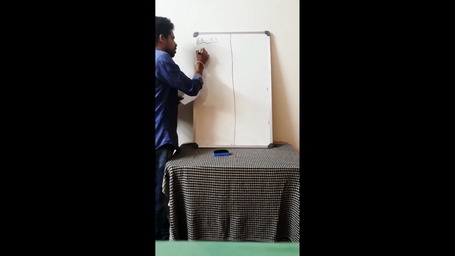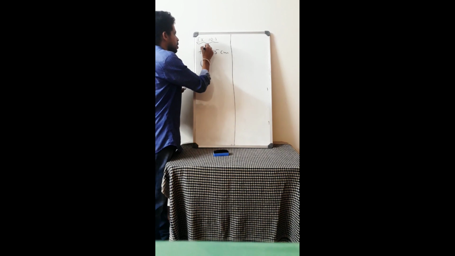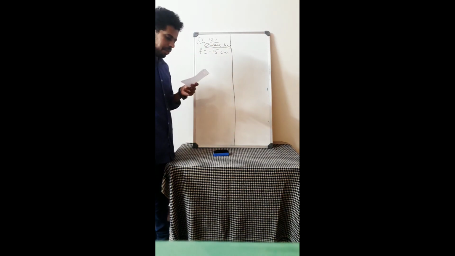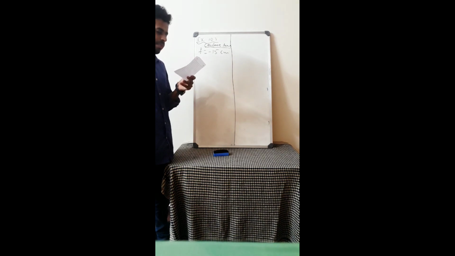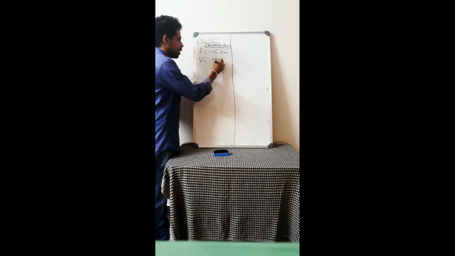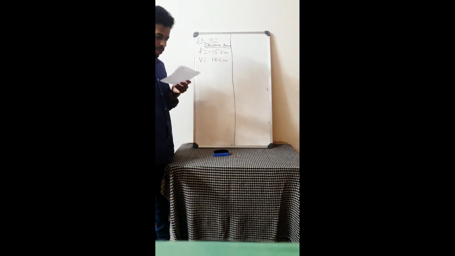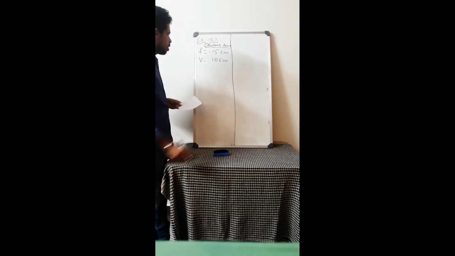A concave lens has a focal length of 15 centimeter. Concave means the focal length is negative, so it is minus 15 centimeter. At what distance should the object be placed from the lens so that it forms an image at 10 centimeter? The image distance is V is equal to 10 centimeter from the lens. Also find the magnification produced by the lens.